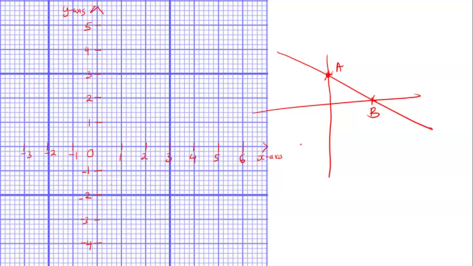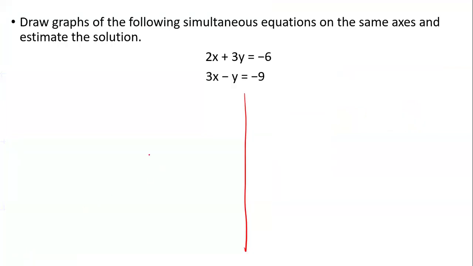A is the Y intercept. B is the X intercept. Yes, the moment you have those 2 points, it means that they are just enough for you to come up with a line. And now this is the approach I want us to use.